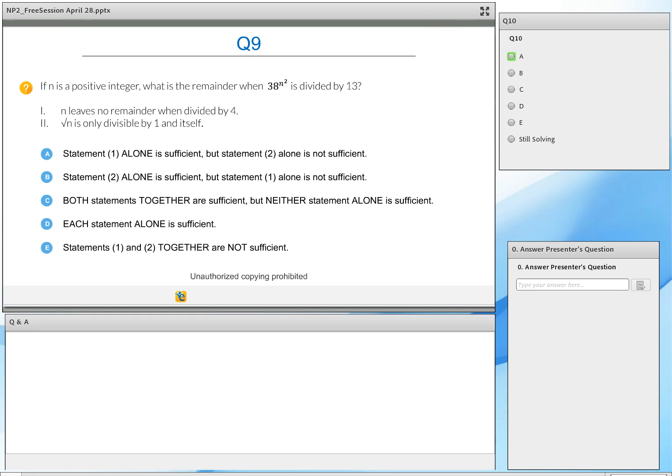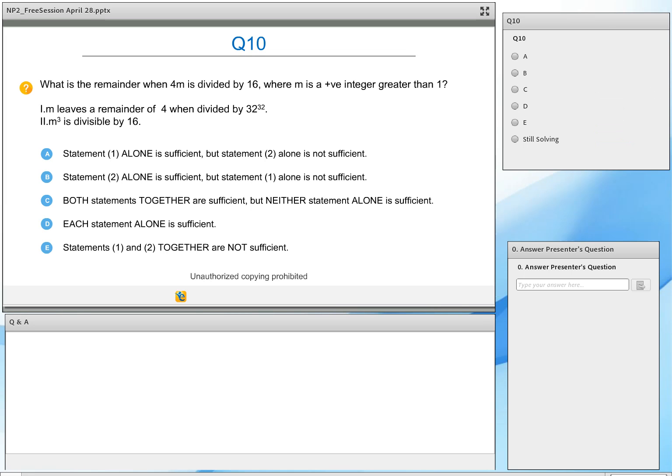And here comes question number 10. Can you please click on still solving? All right. Here is question 10. Go ahead.